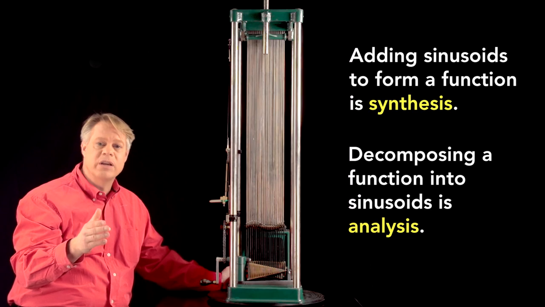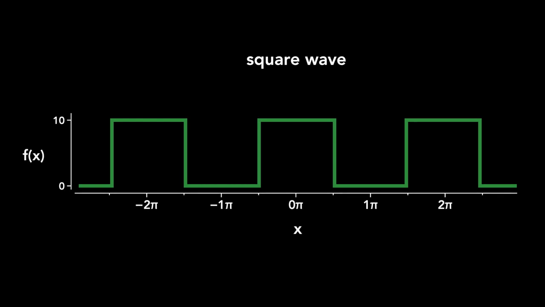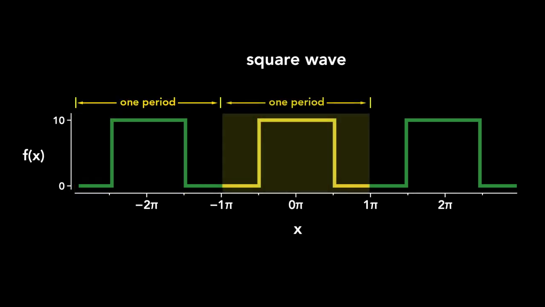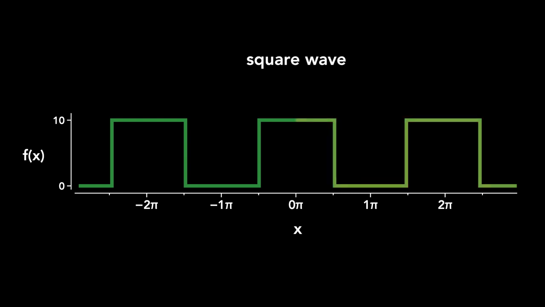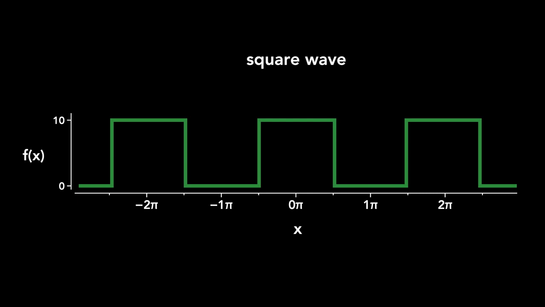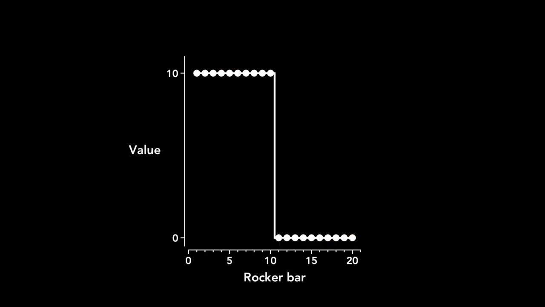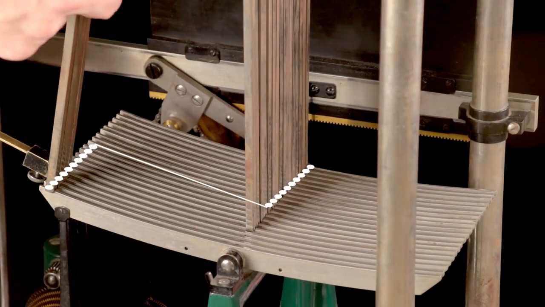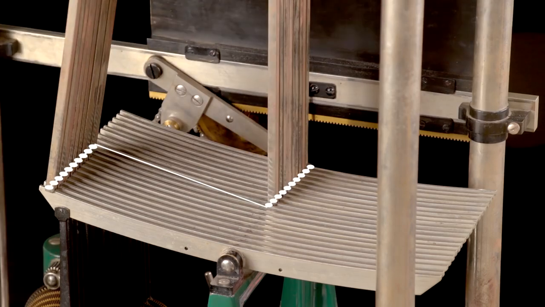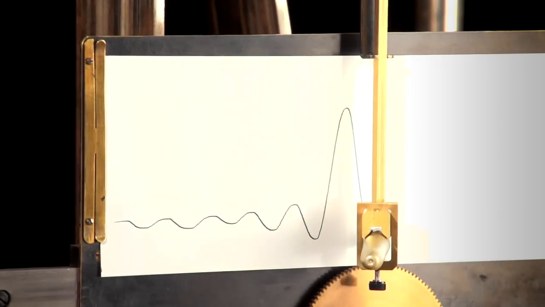To illustrate how this machine does analysis, let's start with a square wave. First, we use some unique properties of the square wave. Since it's periodic and even, all of the information that function carries is contained in half a period. So we'll take that half a period and sample it at 20 equally spaced points. We use the values of these points as the inputs for the machine. When we turn the crank, we produce a new function that reveals the correct coefficients.